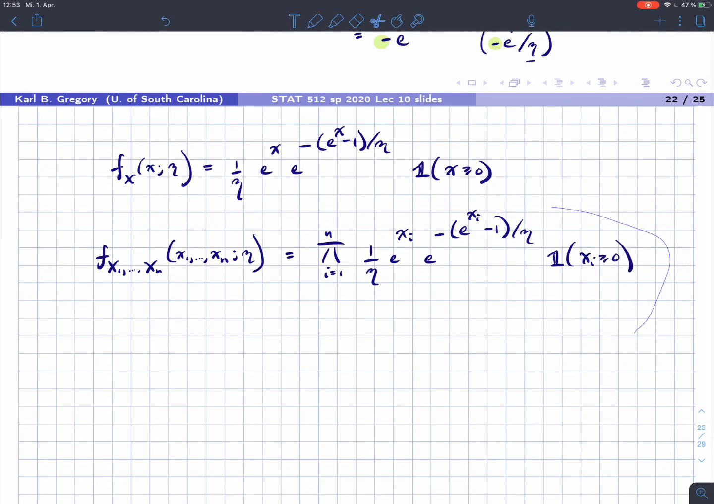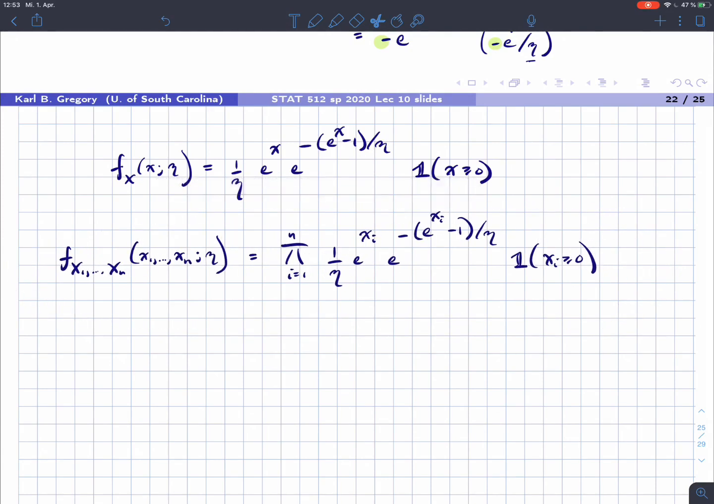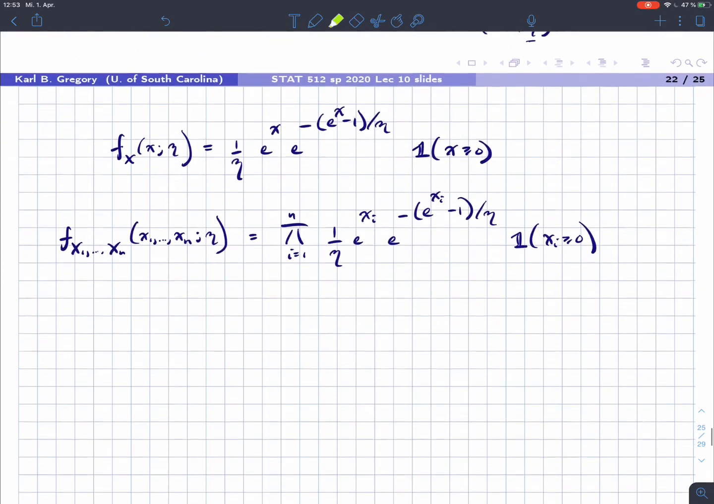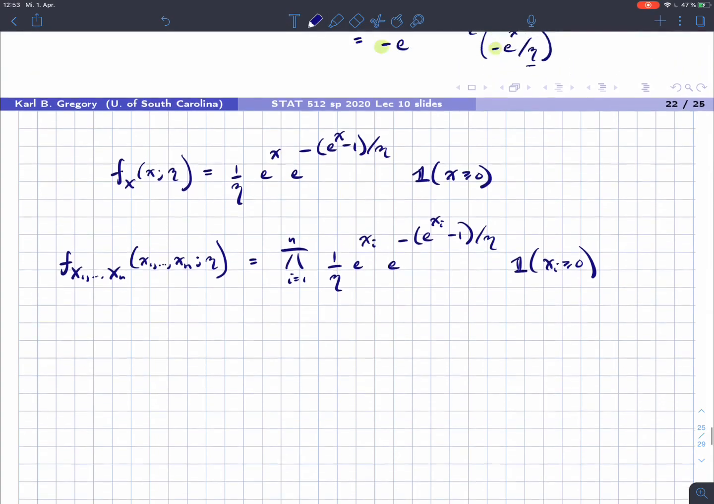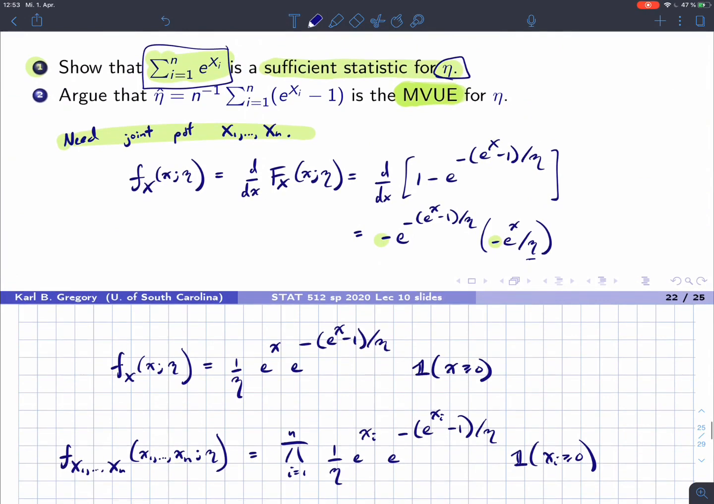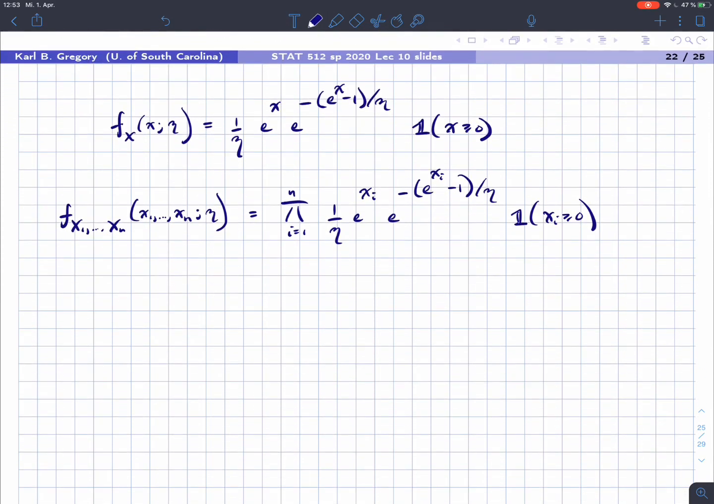And what was my task? I want to show that this sum of e to the xi is a sufficient statistic for eta. So what I want to do is manipulate this until, by the factorization theorem, I can write this as a product of some function of this and eta times a function of just the data.